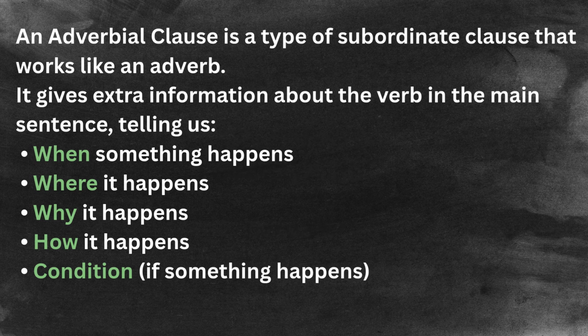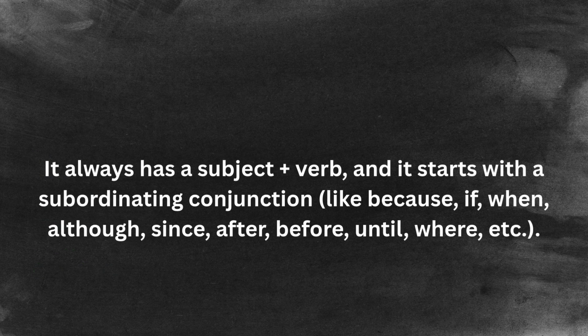An adverbial clause is a type of subordinate clause that works like an adverb. It gives extra information about the verb in the main sentence, telling us when something happens, where it happens, why it happens, how it happens, condition, if something happens. It always has a subject plus verb, and it starts with a subordinating conjunction like because, if, when, although, since, after, before, until, where, and so on.